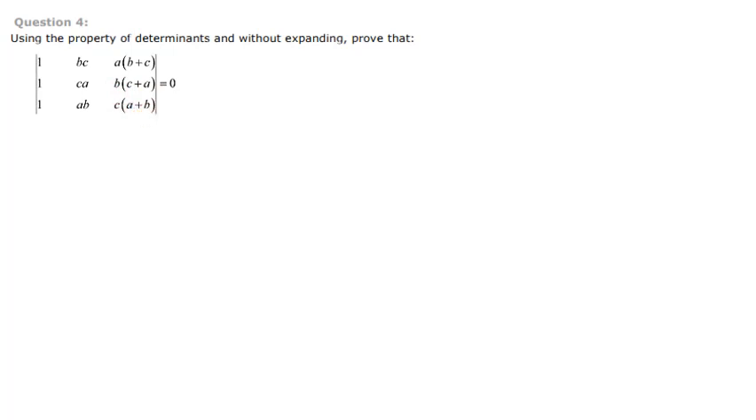For proving the value of a determinant is equal to 0, you have two options. The first option is to make two rows or two columns identical, then we can write that the value of the determinant is 0. Or else we have to make a particular row or column completely 0. Then also we can write the value of the determinant is 0.